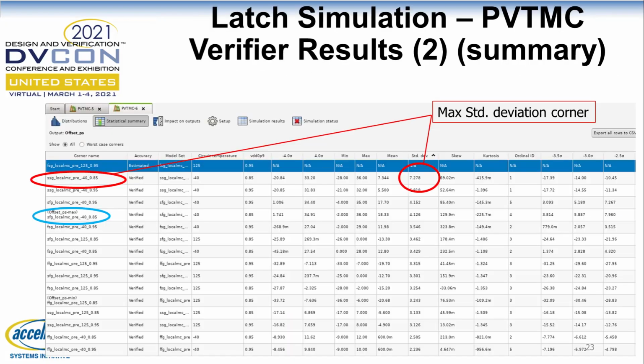This is the summary table created by the PVT-MC tool containing the statistical parameters of the distributions for each of the corners. For our goal, we have sorted it by worst standard deviation. As you can see, my worst case is about 7.2 picoseconds.